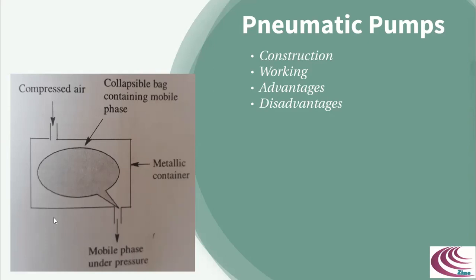Pneumatic pumps are very simple in construction and hence they are cheap. They provide pulse-free flow of the mobile phase. Whereas in disadvantage, we can quote that in these pumps, the flow of the mobile phase depends on its viscosity and also on the back pressure in the column. The pressure provided by these pumps is less than 2000 psi, and this kind of pump is not useful for gradient elution.